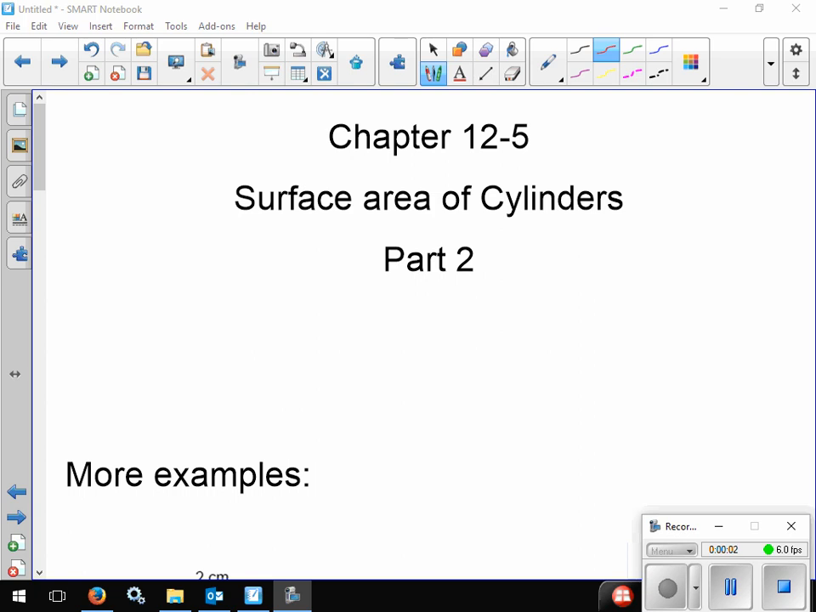Okay, here we are in chapter 12, section 5. You always start with the St. James heading at the top, nice and neat and organized. And then you underline, writing chapter 12, section 5, surface area of cylinders, and this is part 2.